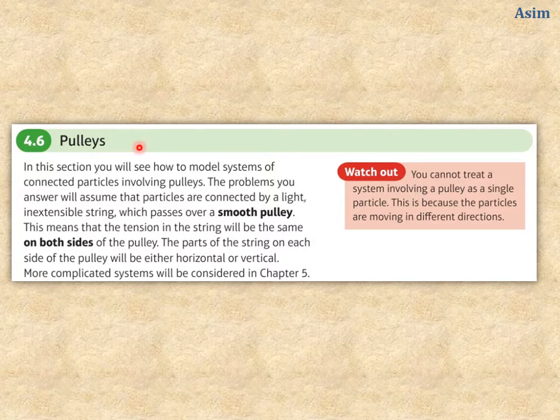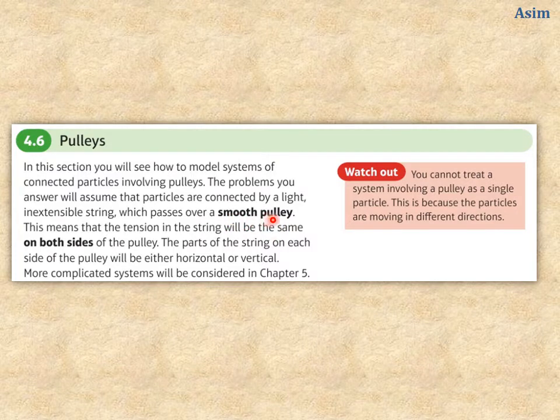In the morning we studied connected particles. This is the same thing. The only difference is now the particles will be connected and will pass over a pulley. In our M1 syllabus, the pulley will always be smooth. We will never have a question with a rough pulley.